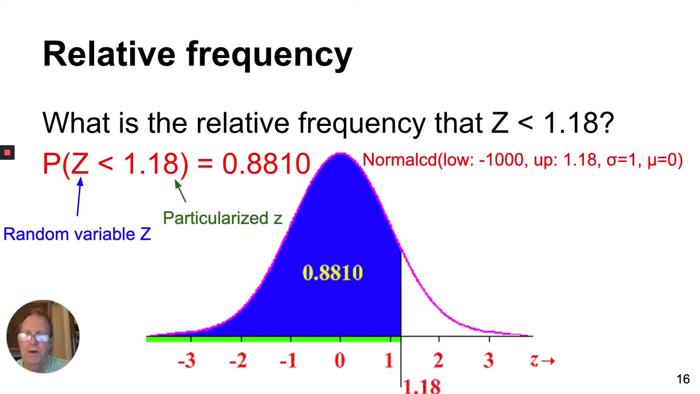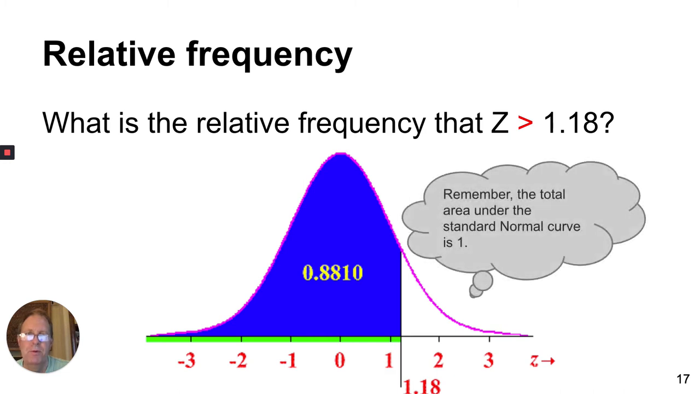Now, in a separate video, I'm going to show you how to calculate this number using your calculator, but I've put right here the notation that I want you to put on your answer. Normal CD, and then we'll input the low, the upper, the standard deviation, and the mean. Remember, when we're writing our calculator notation, we have to label all of our inputs: low, upper, standard deviation, and mean.